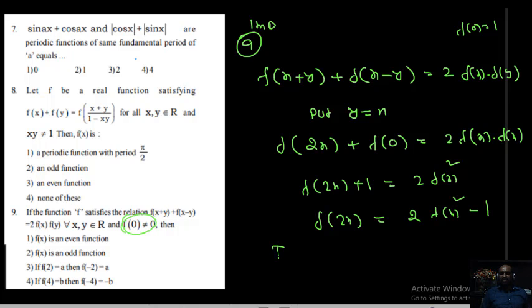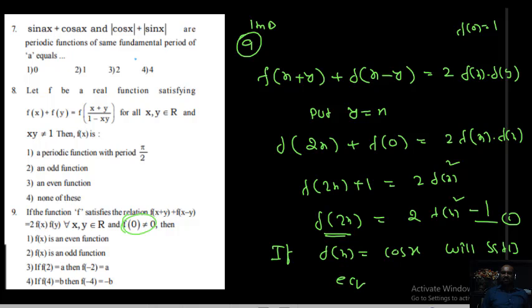Okay, if f of x equals cos x, for example, what is f of 2x? Cos 2x equals cos square x minus 1. Correct, that is the cos 2x formula. So cos x will satisfy equation 1. Many functions will satisfy it, but one of them, cos x, is satisfying. Now I can say that f of x is cos x.